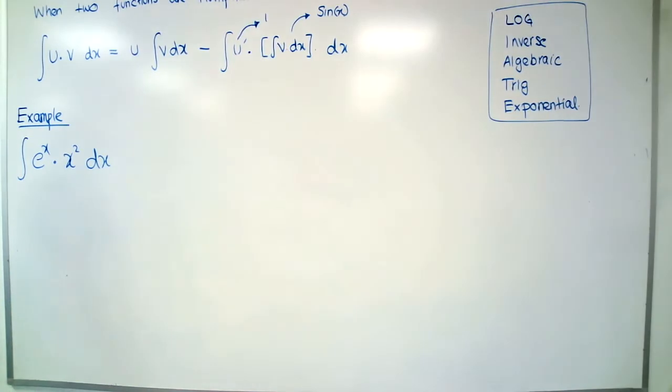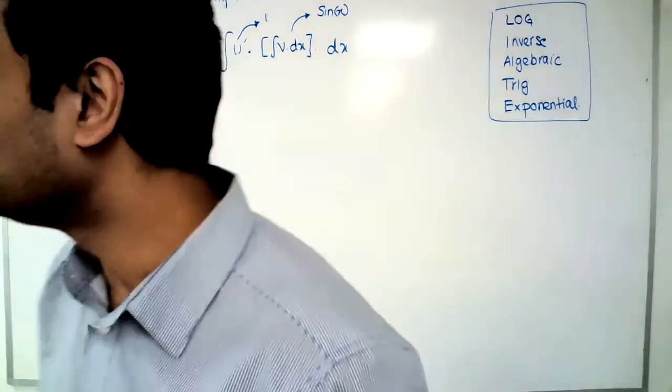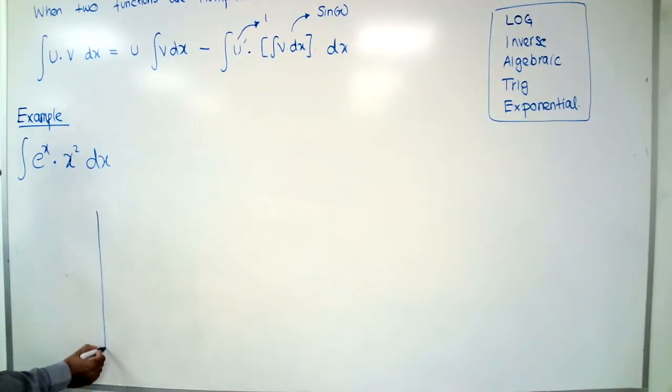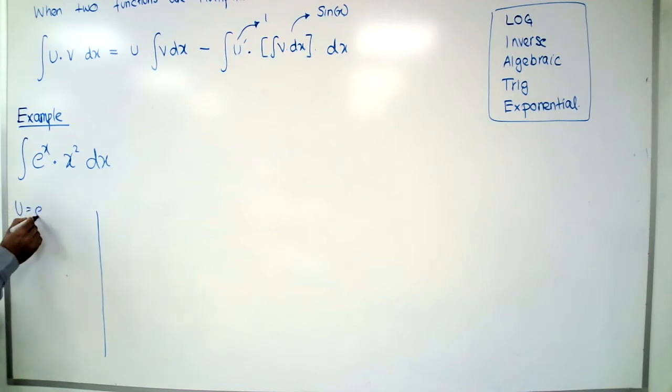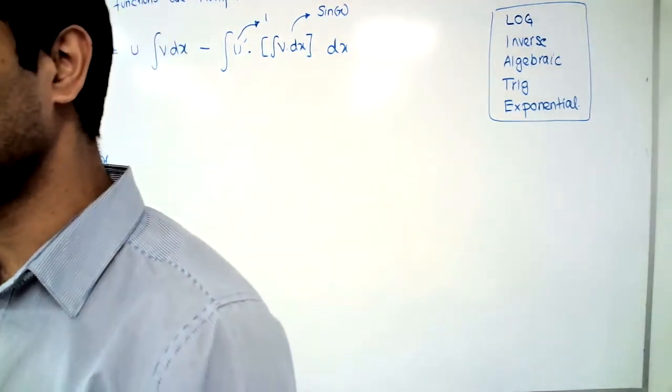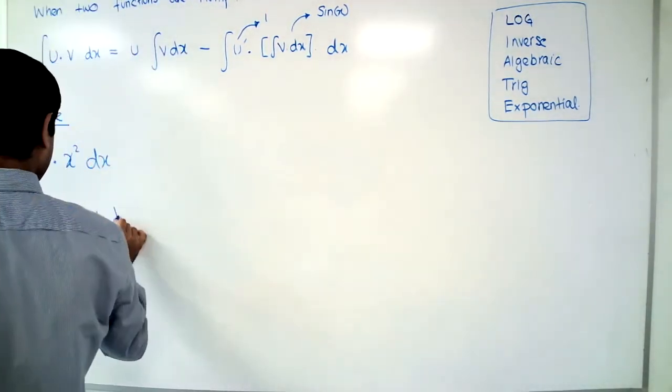Okay. Now, which one is u? Which one is v? Can someone help? U is e to the x. Isn't it the algebraic? Okay. U is e to the x and v is the x. Yeah, that's what you say.